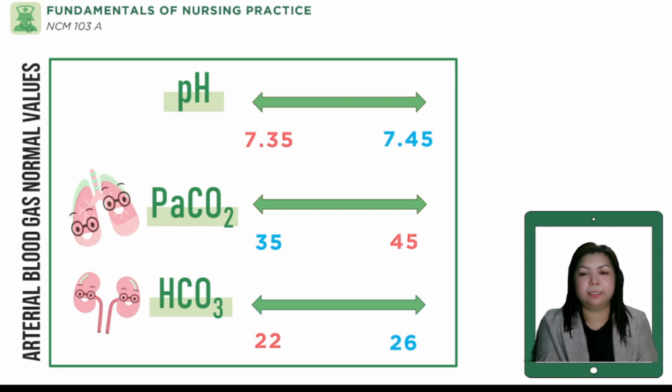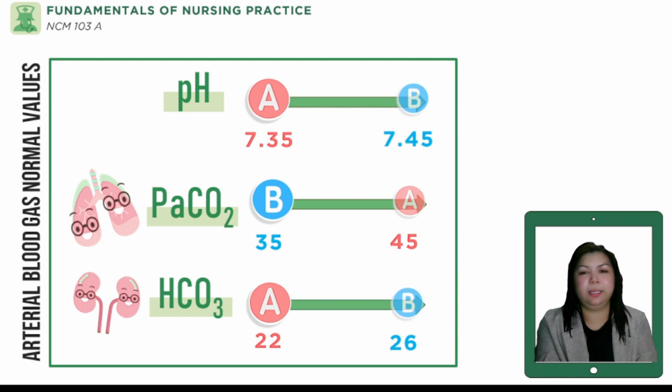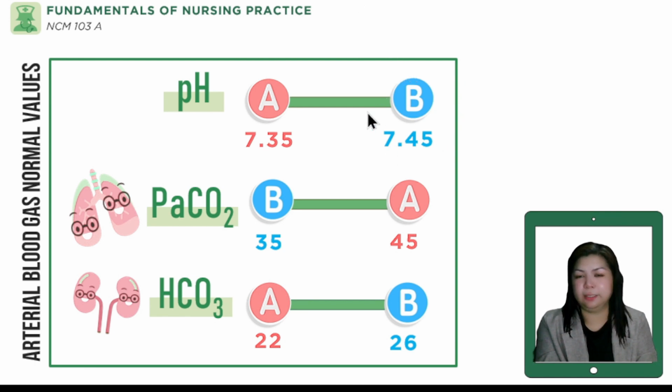Let us now label them as ABA on the left side and BAB on the right side. So don't forget, A stands for acid, or acidic, or acidosis, and B stands for basic, which is your alkaline or alkalosis. So we have here your mnemonic ABA and BAB.